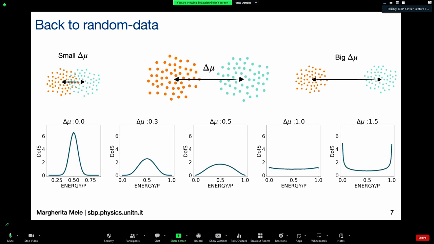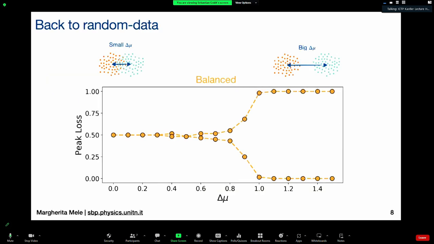Let's imagine that you have clouds of points with a finite variance that are very far apart in space. The majority of the planes will cut my space in solving the problem, okay? And only a fraction of them will cross the clouds, making an error. This is what the density of state is telling us, okay? So if I'm interested just in the location in energy of the maximum of the density of state, I can track its position, and this is what we observe in balanced classes.